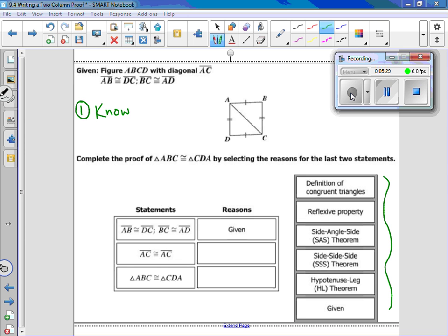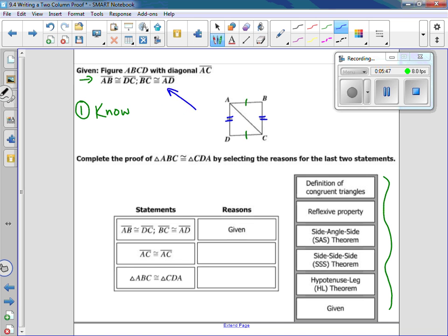you take a look at what it is that you know, right? Here's the given information. So what I like to do is take that given information and put it into the drawing. As you can see, the drawing already has it. Sometimes that's not the case, so we'd put it into the drawing. The given information here tells us that those opposite sides are congruent. And they're also describing that AC is a diagonal of this thing.